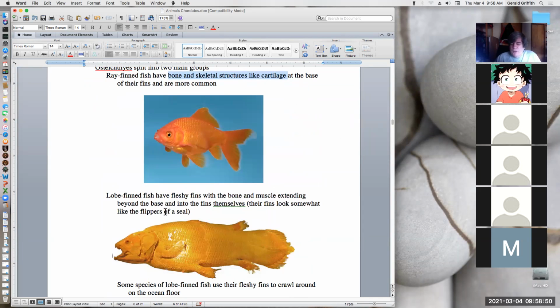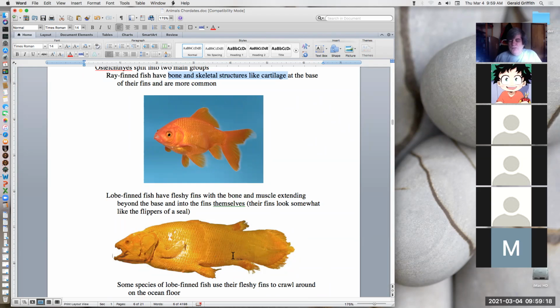And this is a group called the lobe-finned fishes. And their fins, keep in mind, we're mostly talking here about the two pectoral fins in the front and the two pelvic fins in the back. But their fins are thick. They kind of resemble, you know, the flippers that you would see on a seal or the flippers on a dolphin.